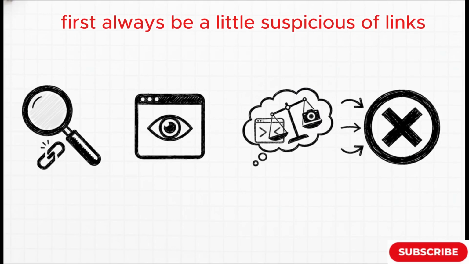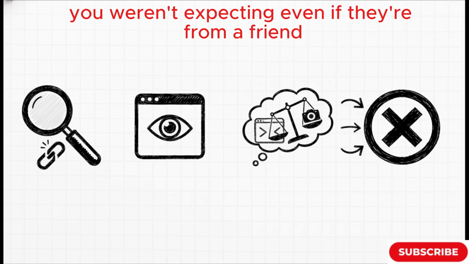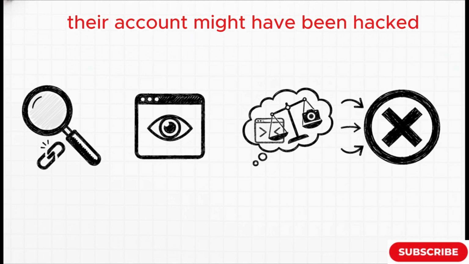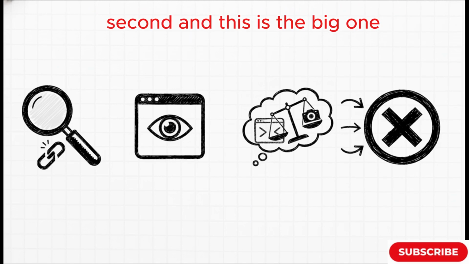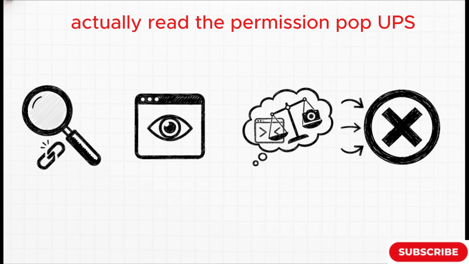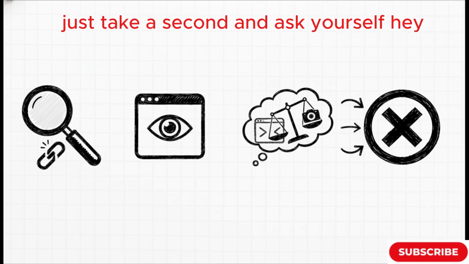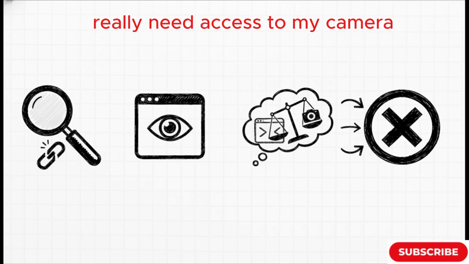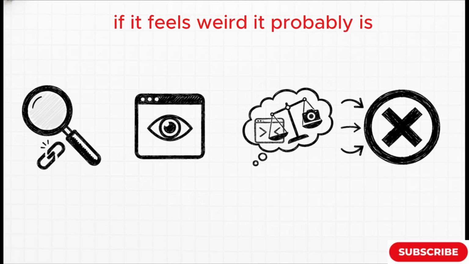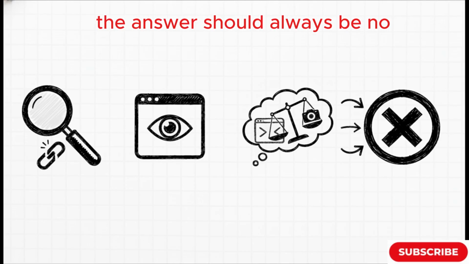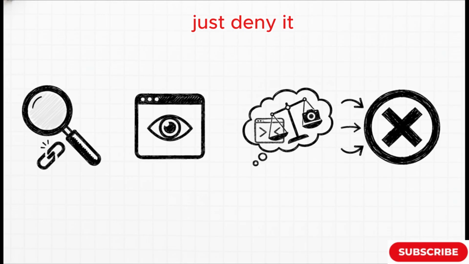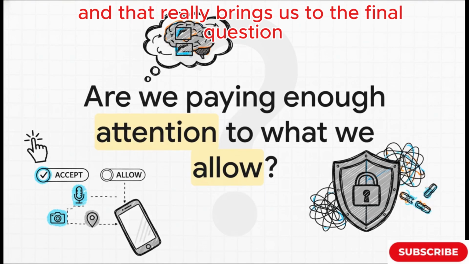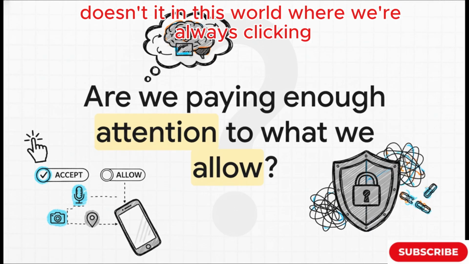First, always be a little suspicious of links you weren't expecting, even if they're from a friend. Their account might have been hacked. Second, and this is the big one, actually read the permission pop-ups. Just take a second and ask yourself, hey, does this weather website really need access to my camera? If it feels weird, it probably is. And if you're ever in doubt, the answer should always be no. Just deny it.